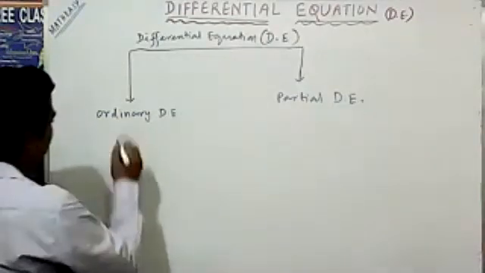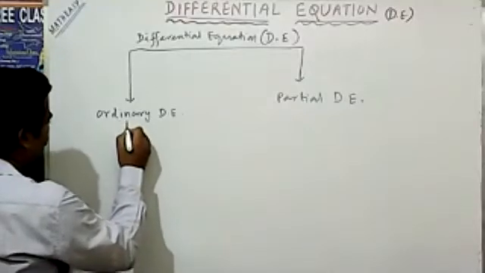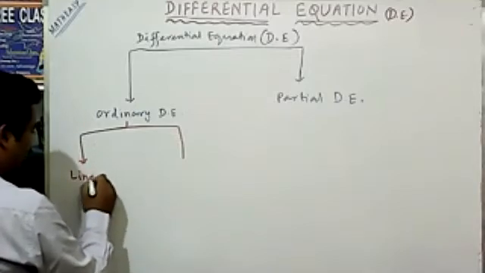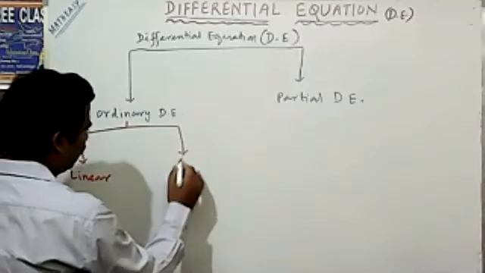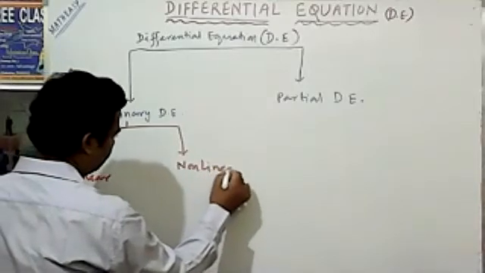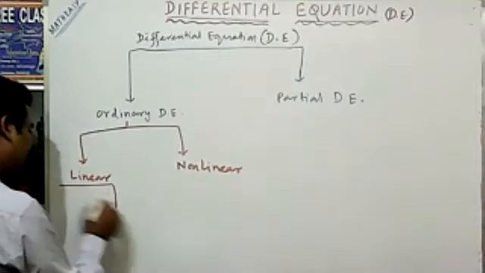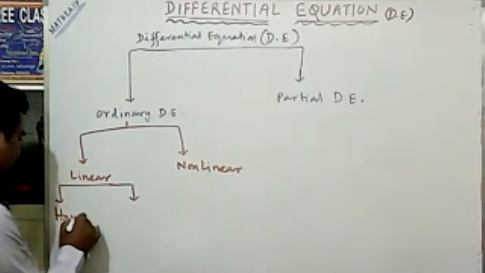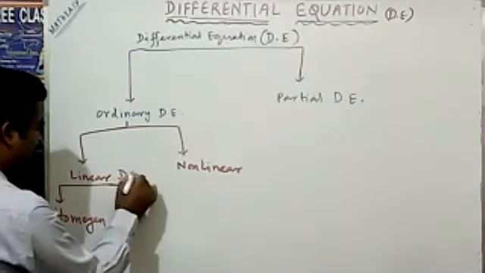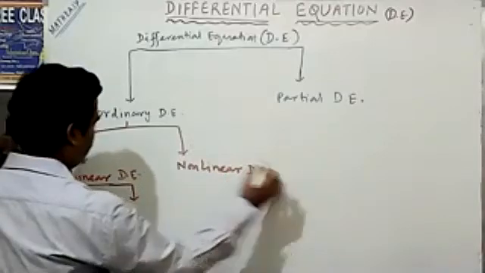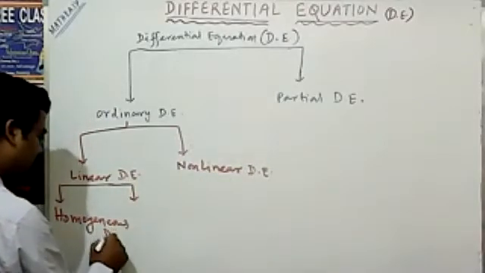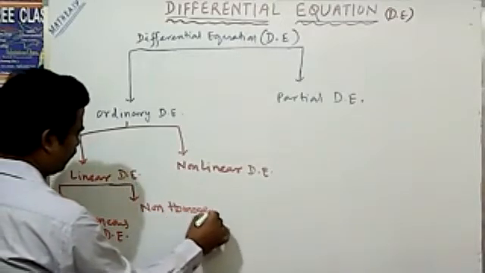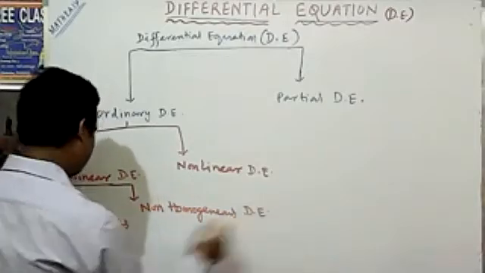That means in ordinary differential equation also, one is linear, another is non-linear. Linear differential equation has two types: the homogeneous differential equation or non-homogeneous differential equation.